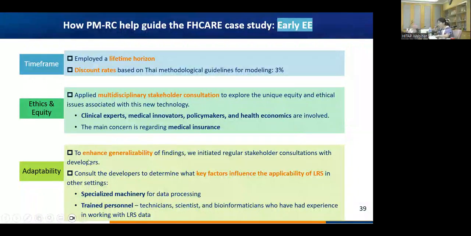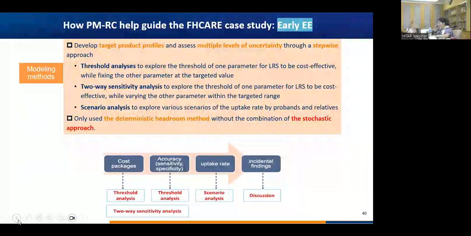To ensure the adaptability of our results as recommended by PMRC, this study involved regular stakeholder consultation with the technology developers. Next, please. For the modeling and the analysis, we explored what product profiles are needed for LRS to be cost-effective and assess multiple levels of uncertainty through a stepwise approach.